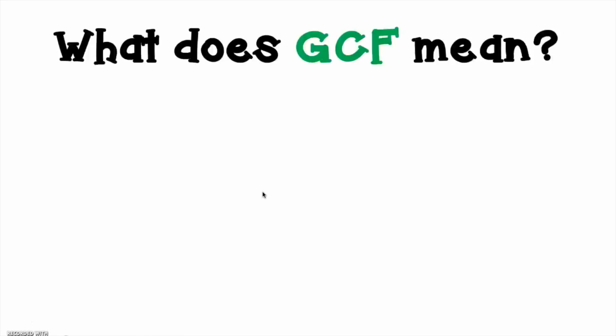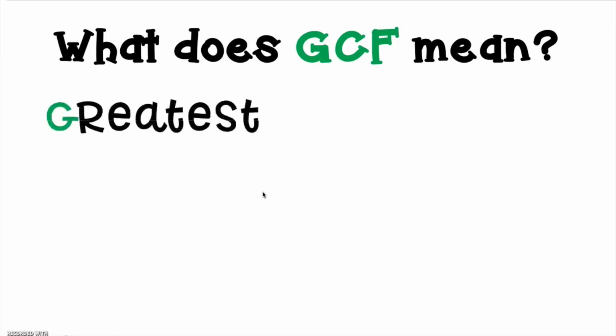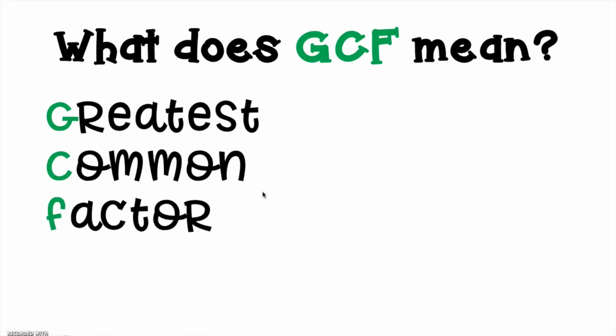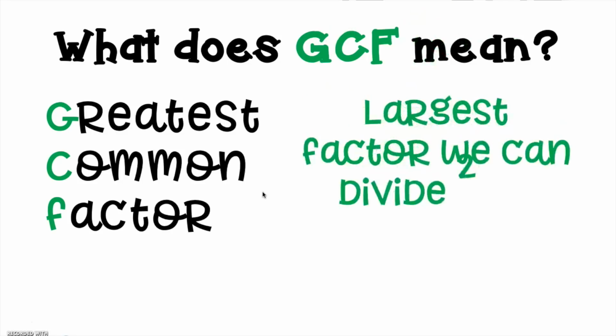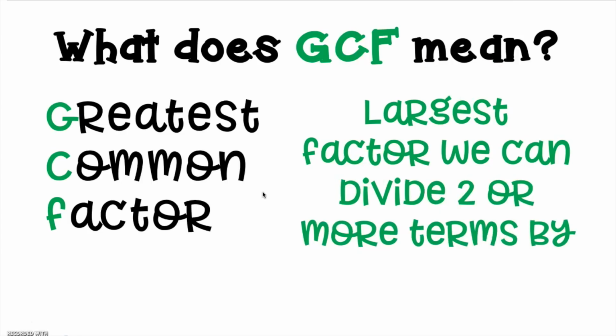But before we even do that, you're going to need to know what both of these things mean. What does GCF mean? You've got greatest common factor. This is something you learned way back when, and you probably have cobwebs on it, but you're going to be using this again. It's pretty much the largest factor we can divide two or more terms by, which means we're not going to be working with just numbers. We're also going to be using letters, and we might even have to expand until we understand.